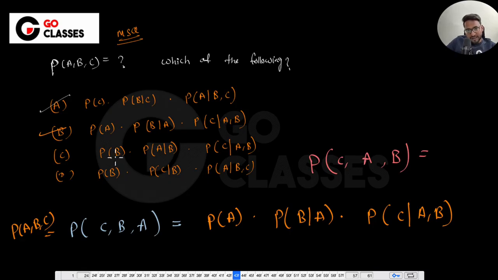So probability of B, yes, you are getting, and then probability of A given B, yes, you are getting, and then probability of C given AB, yes. So that's why this option is also correct. And now similarly, let's check whether this option D is also correct or not.